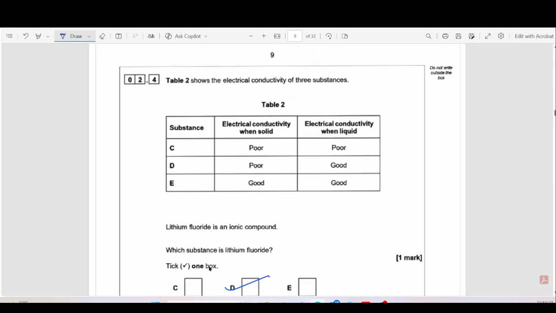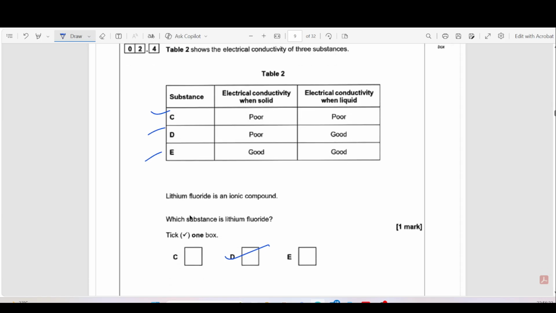Then this one is okay. This is showing different substances and their electrical conductivity when they are solid and when they are liquid. So lithium fluoride is ionic. Which substance is lithium fluoride out of these? When solid, lithium fluoride is an ionic compound. So ionic compounds have specific electrical conductivity, right?